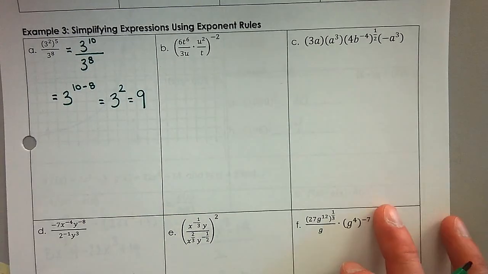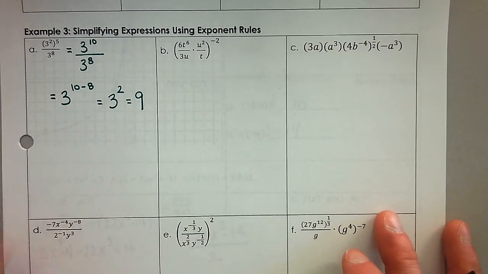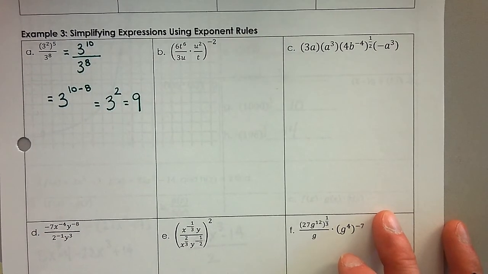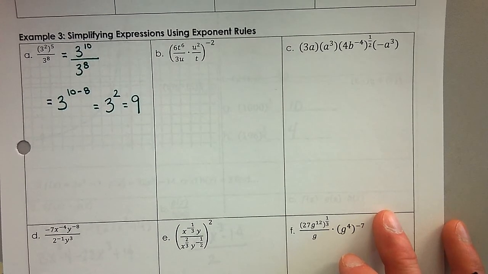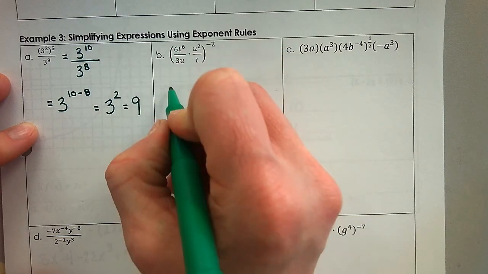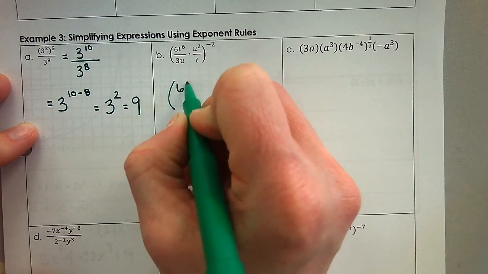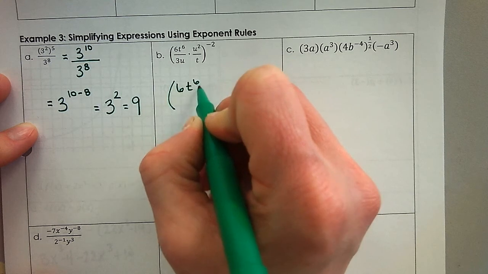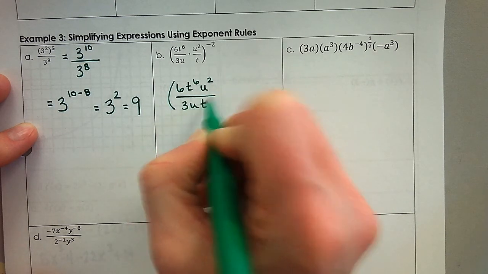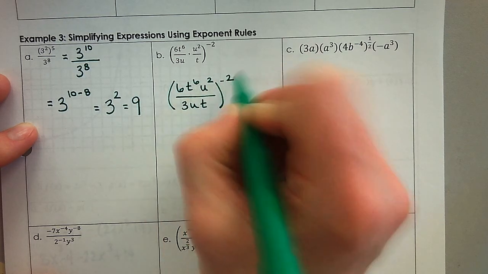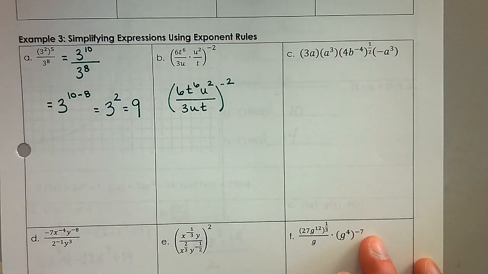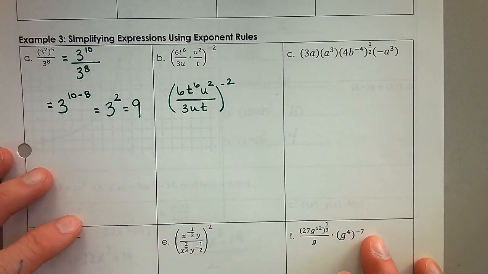Alright, now for B, you need to think about your order of operations while you're going through these. So your order of operations states that what happens first? Parentheses. Okay? So in my parentheses, I'm going to multiply. So just bring those together: 6t to the 6th u squared over 3ut, raised to the negative 2. Now, I just combined them. Did I simplify anything? I didn't simplify anything yet.